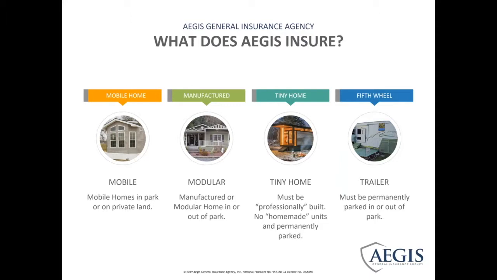In regards to a tiny home, which is funny, I was in an office yesterday, and he had a 2018 tiny home that was on somebody's land that they then converted to their primary residence. We will insure those, again, as long as they're professionally built and permanently parked. So you see the little image of the trailer there, same thing inside of a mobile home trailer park. As long as it is permanently parked and not moving, we will insure those.